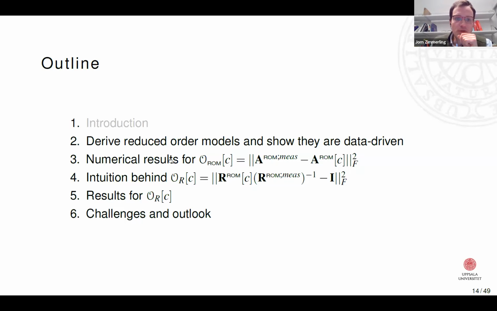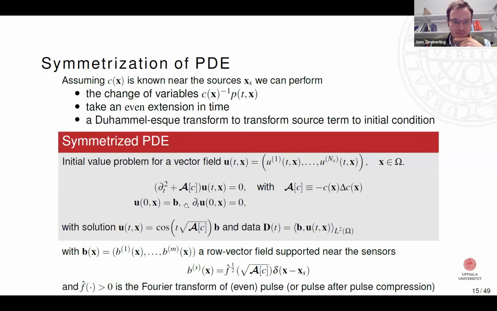And then I will go to the numerical results, showing that this objective function indeed outperforms FWI in terms of the quality of images you get. Then if time allows, I'll give some intuition why you could even do this for these Gram-Schmidt coefficients that I introduced and show some results. And then I want to end with some of the challenges we have and an outlook on where we want to go with this.